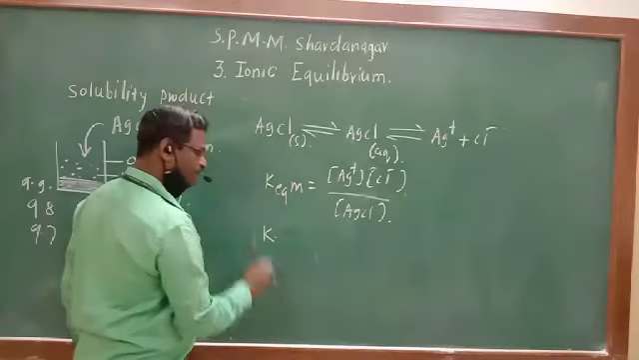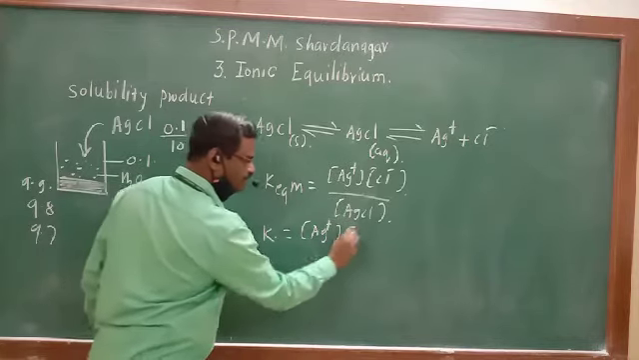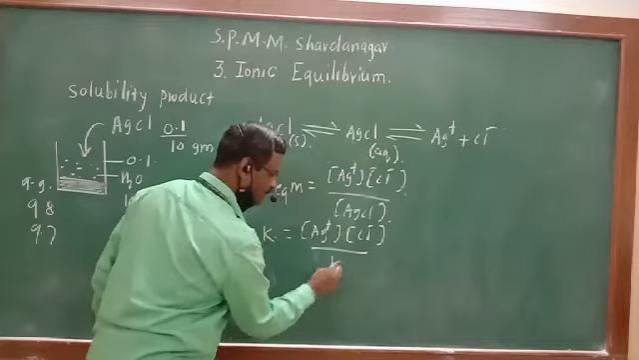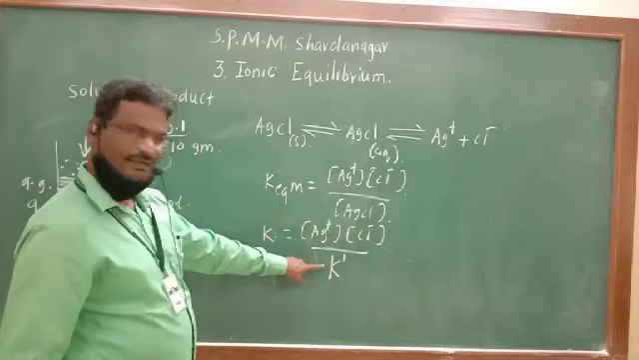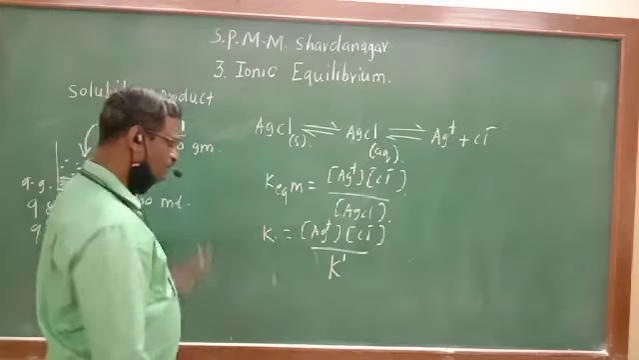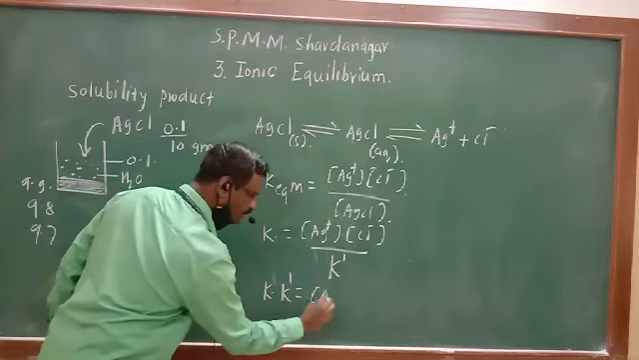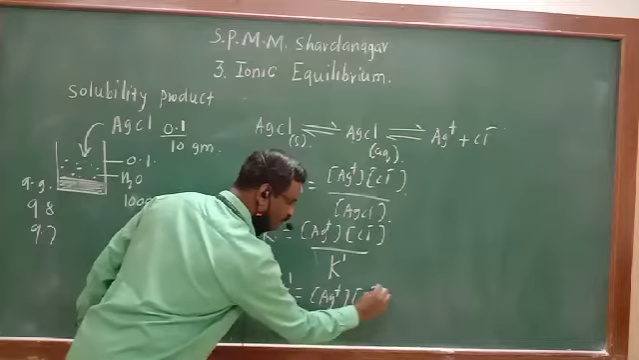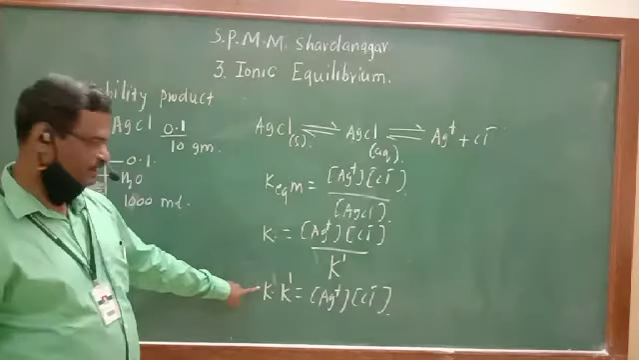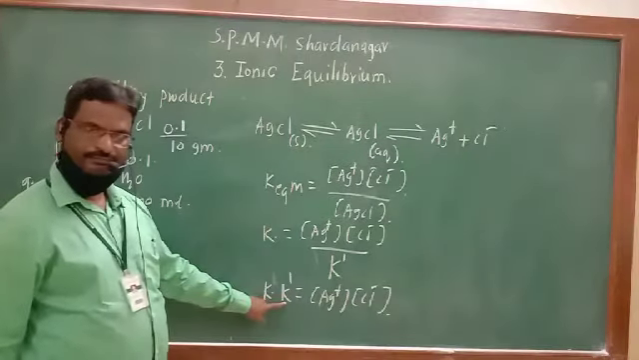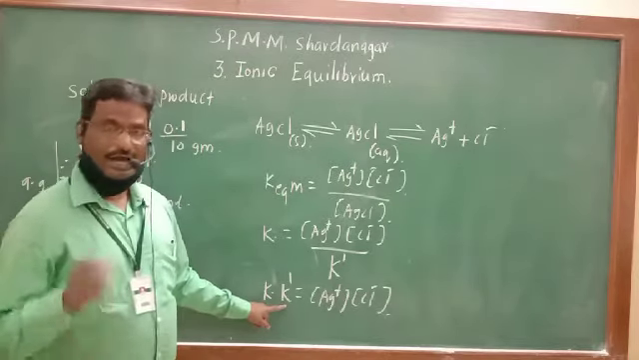So K, this equilibrium constant, is equal to concentration of Ag plus ion into concentration of Cl minus ion divided by K dash. Let us consider the concentration of AgCl as K dash. Taking K dash to the left side, the equation will be K into K dash is equal to concentration of Ag plus ion into concentration of Cl minus ion. This is constant. This is also constant. If this is 2, this is 3, 2 into 3 is always 6.